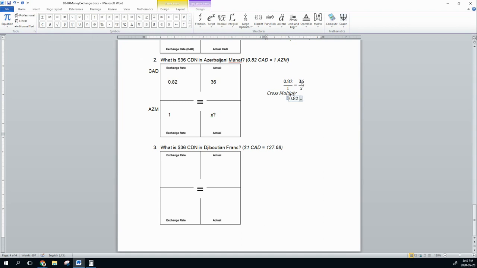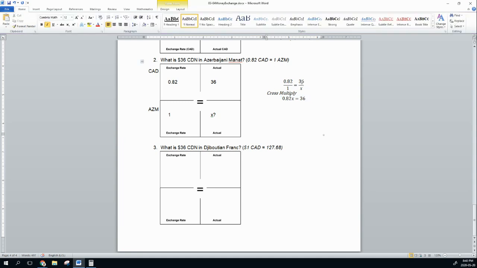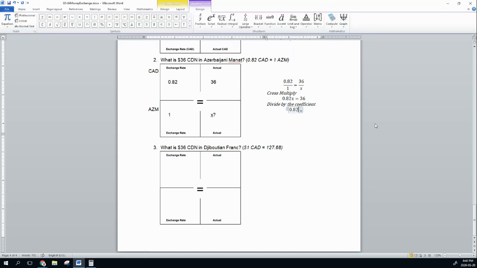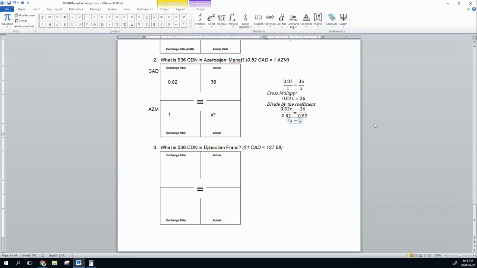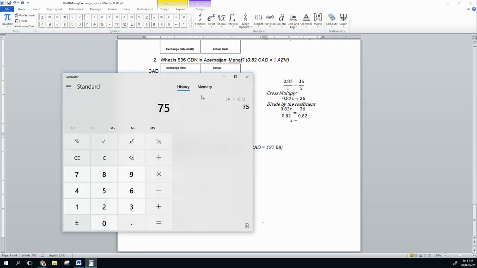And we get 0.82x equals 36. Now we're going to divide by the coefficient of x. And right now, the coefficient is 0.82. So we have 0.82x divided by 0.82 is equal to 36 divided by 0.82. When I simplify it, my left side is equal to x, and I need to pull out my calculator again to get the answer on this side. So I have 36 divided by 0.82.